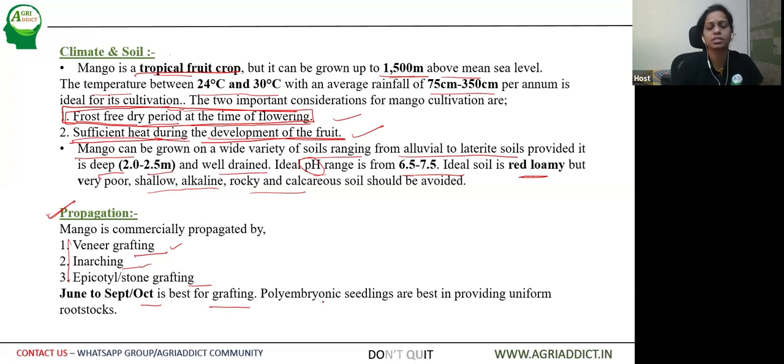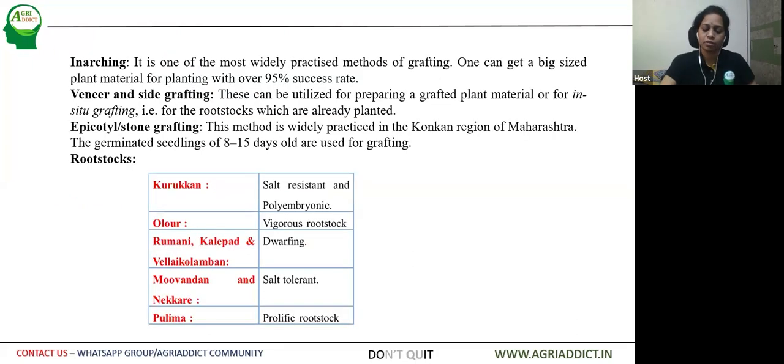So the monsoon season is best for grafting. However, polyembryonic seedlings are best in providing uniform rootstocks. For the rootstock, we are going for just seedlings. However, grafting with the desired variety, normally these three different types are being followed.